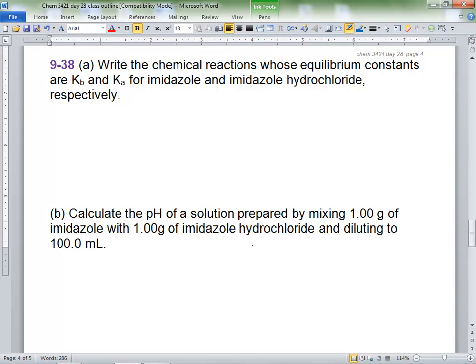I should have scanned it. I didn't get to scan those. It's silly, meeting kind of messed me up.